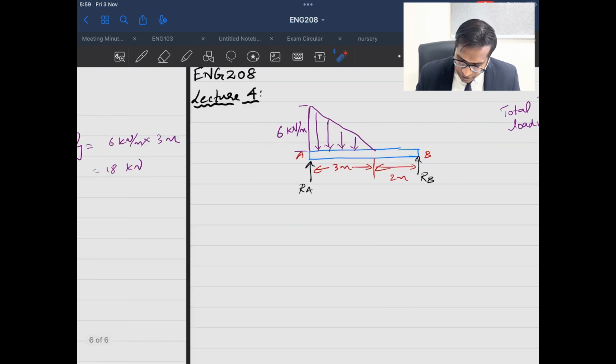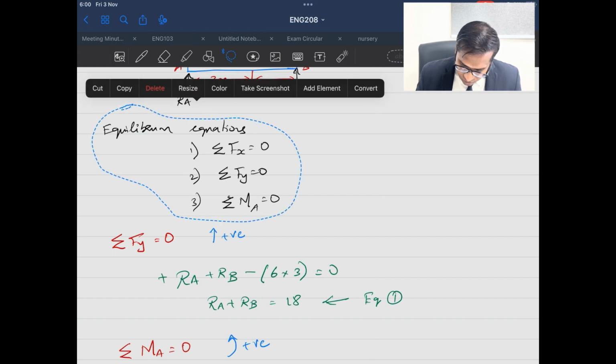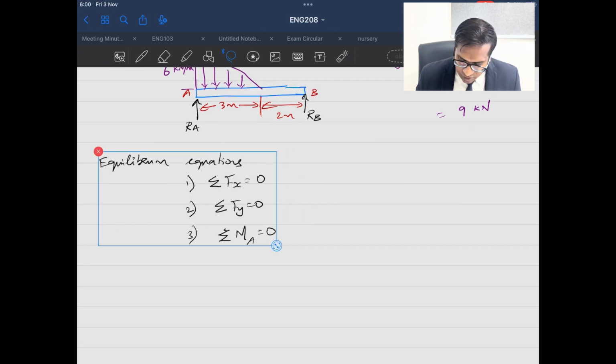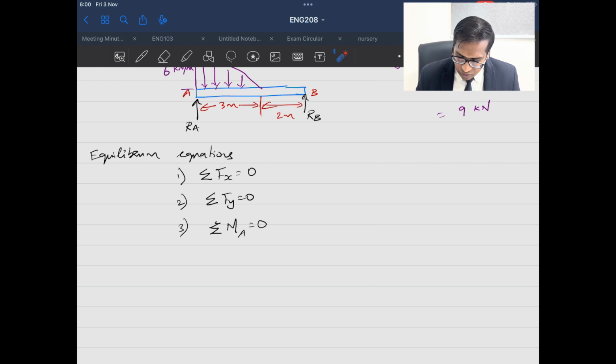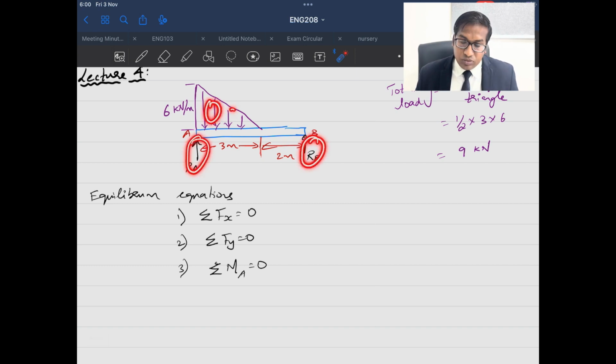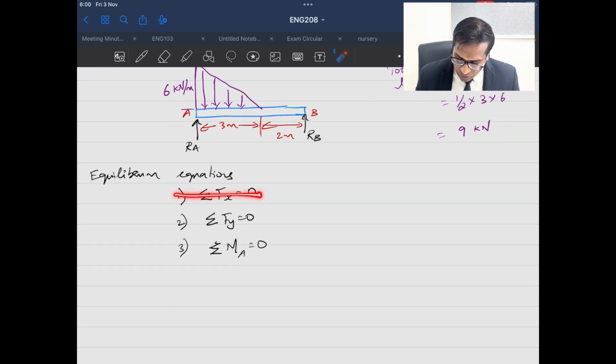So like any other problem, I need equilibrium equations to solve this. My equilibrium equations will be summation of forces along the x-axis should be 0, summation of forces along the y-axis should be 0, and summation of moments at any point should be equal to 0. As you can see, there are no horizontal forces. I have only vertical forces, so I cannot use the first equation. I will be using only these two equations. Again I am repeating, if there are two unknowns, you definitely need two equations to find them.